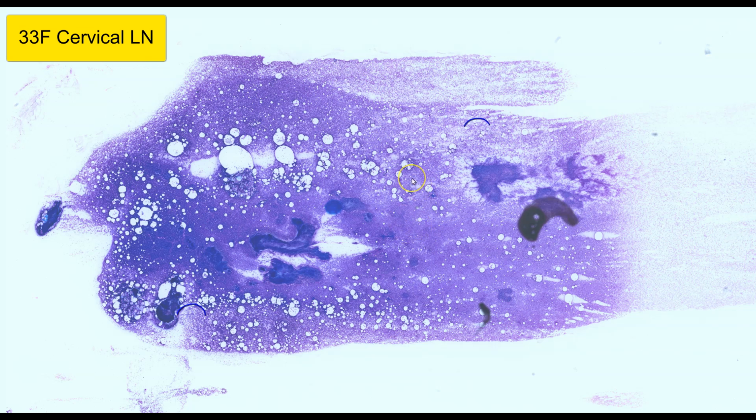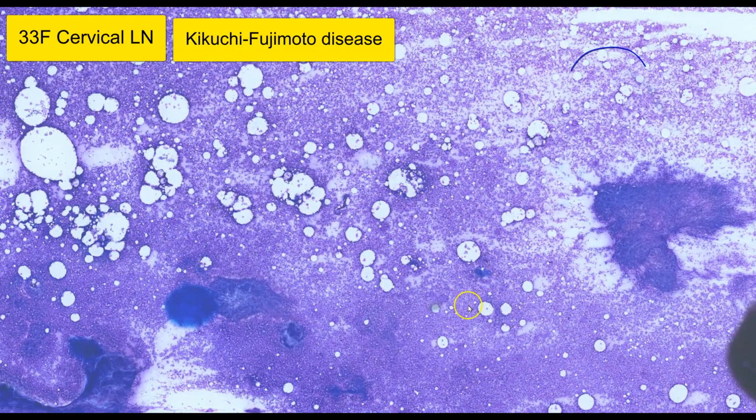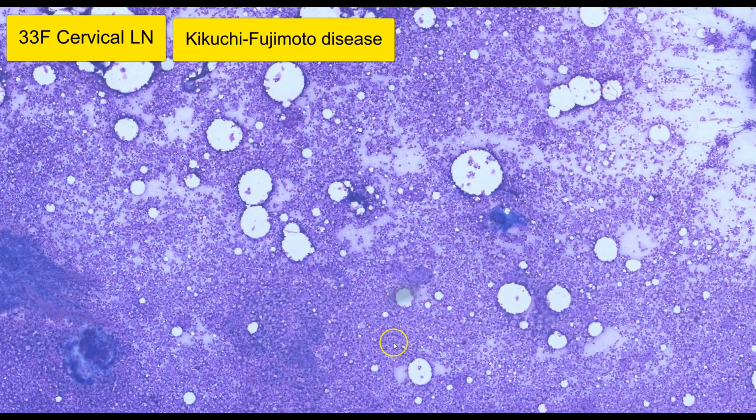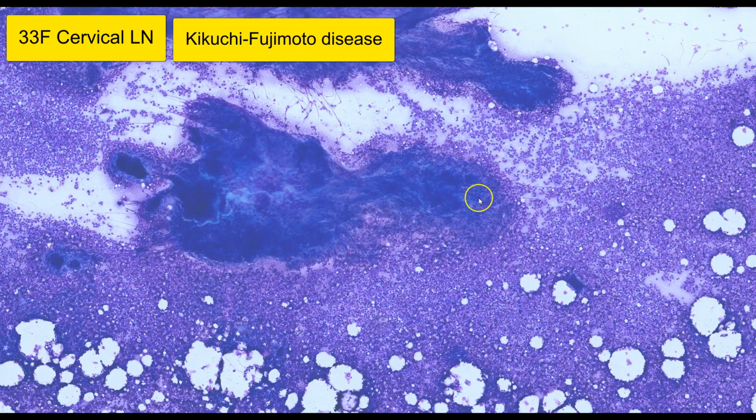Hello, this is an FNA of an enlarged cervical lymph node in a 33-year-old lady, and this is an example of Kikuchi-Fujimoto disease. This is the air-dried, Hemacolor stained smear, and on low magnification we can see that the majority of the cells are dispersed lymphoid cells. However, there are some larger, more cohesive appearing tissue fragments.